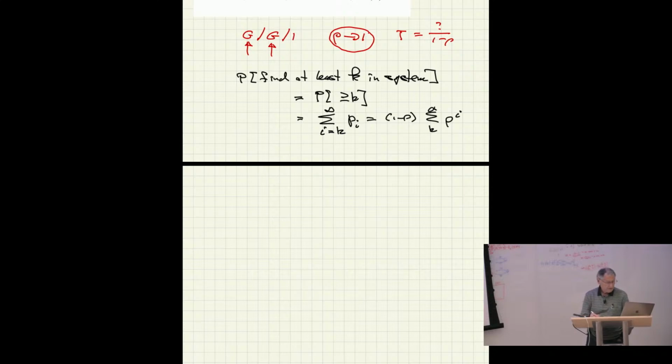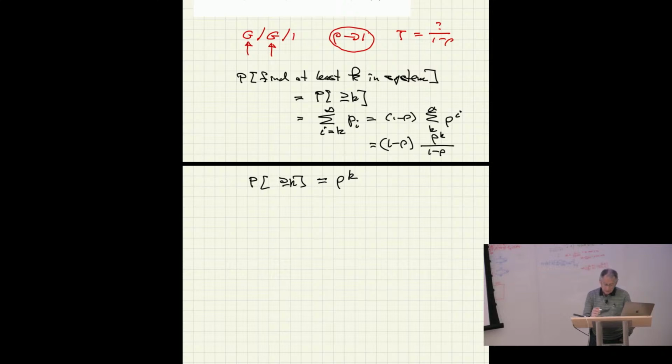Okay, so let's write that down. This is equal to 1 minus rho times, as he said, rho to the k over 1 minus rho. So this probability of greater than or equal to k is simply rho to the k. A very simple result. The probability of at least k in the system is rho to the k.